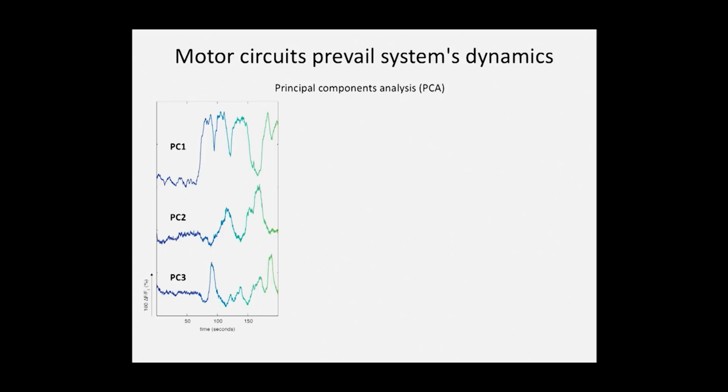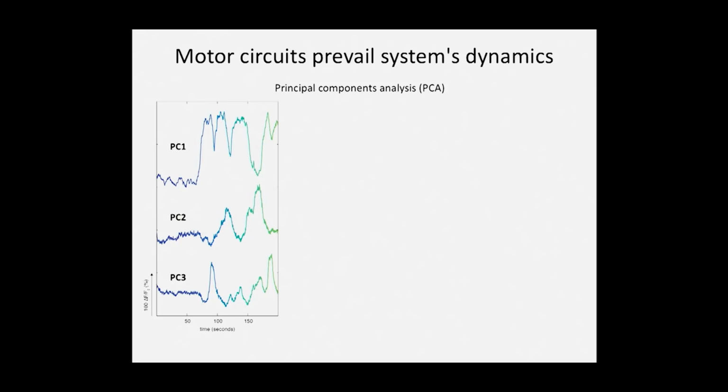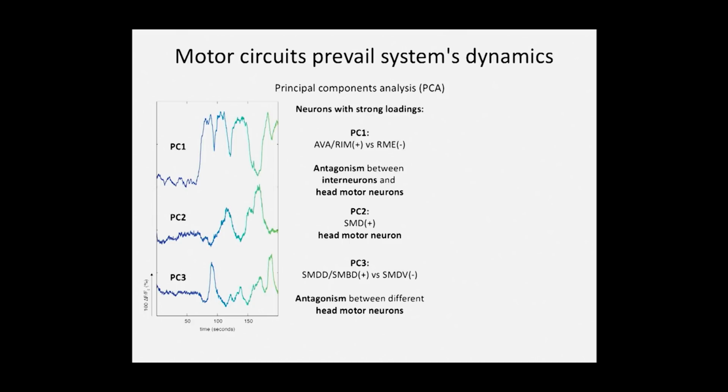And here you see the color is now encoding for the time. Now again, the great advantage of C. elegans comes from the fact that we have the connectome, so we can map these principal components back to the known connectome. And what we found was that the first principal component was basically an antagonism between different interneurons and head motor neurons. The second principal component was a class of head motor neurons, and the third principal component was antagonism between different head motor neurons.